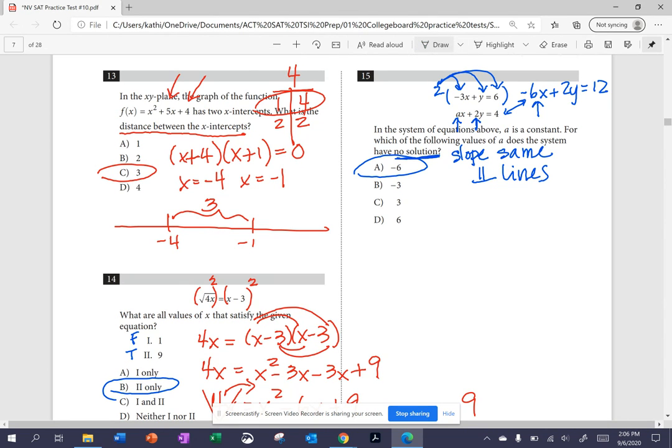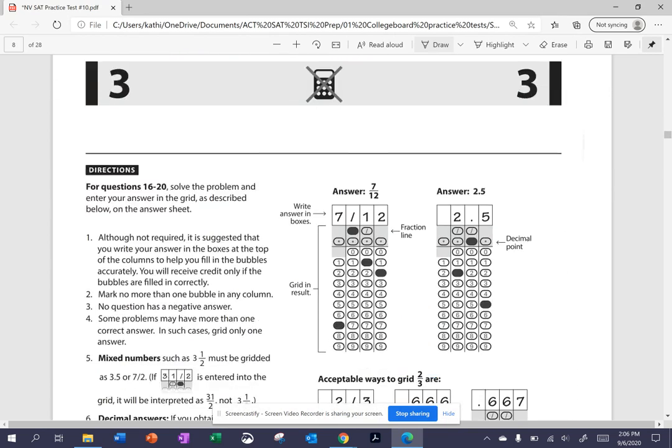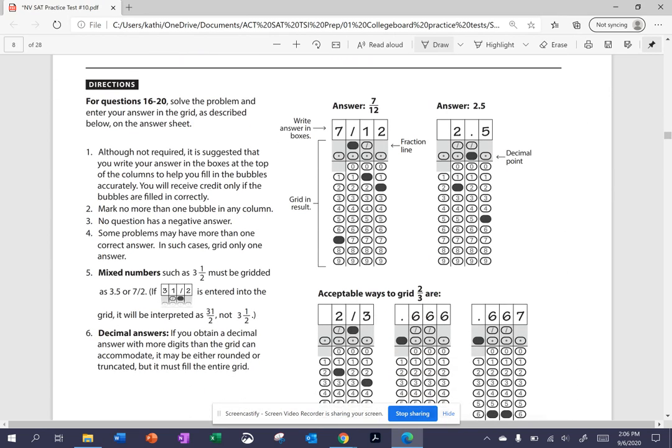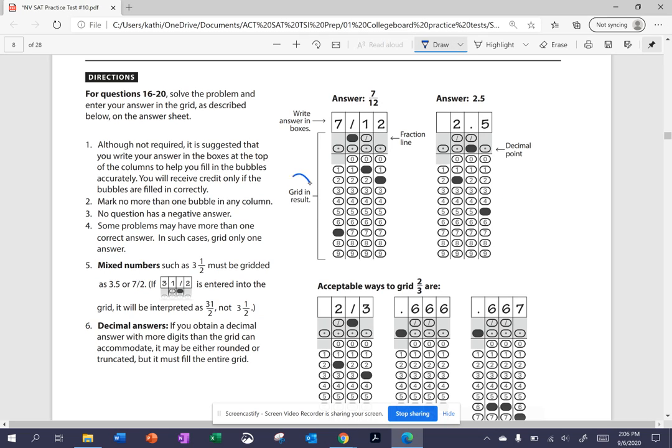Okay, we're finished with the multiple choice questions here. There are some directions here for the free response. For the free response, you need to make sure you grid in your result. That's the only thing that they're going to grade. I can grid in fractions or decimals. You should be aware of all these directions before the test, not wasting your time during the test.